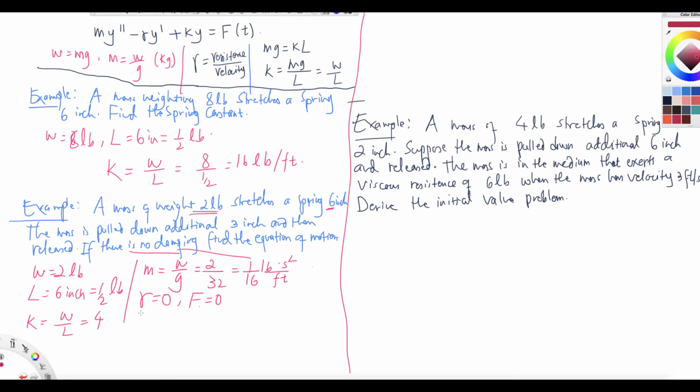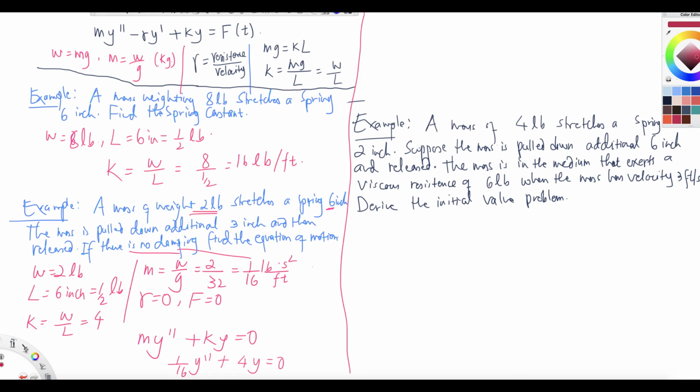The equation of the motion will look like m times y double prime plus ky is equal to 0, right? What is m? M is 1 over 16, y double prime plus k is 4, and then y is equal to 0. This is the equation of the motion. Okay, now let us do another example.